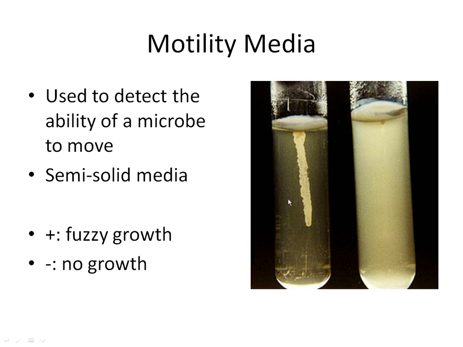This media is inoculated with a needle instead of a loop. The bacteria on the end of the needle is dipped straight down the center, not touching the bottom, and then pulled straight back out. The bacteria are applied to the center. If the bacteria are not motile, they will only be able to grow in the center region where they were applied. If the bacteria is motile, you will see a fuzzy outgrowth or cloudiness throughout the media.